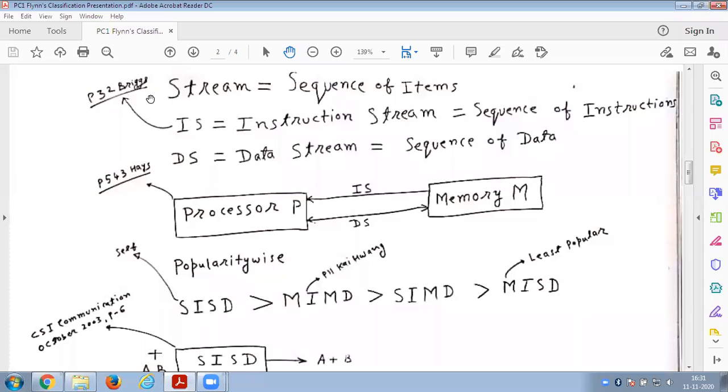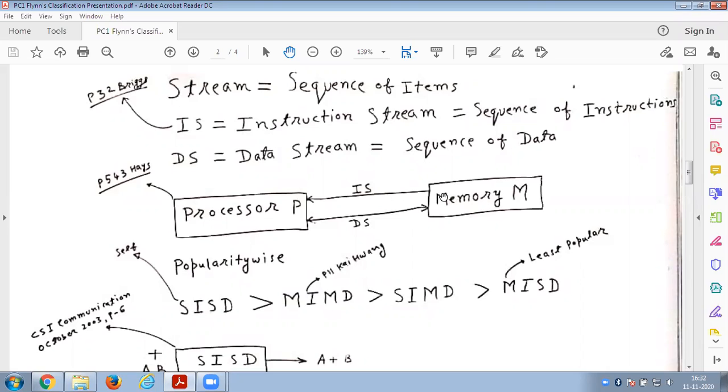Briggs and Kai Hwang are the two books which are used worldwide and are the most fundamental books in the area of parallel computing. In the book of Hayes, page 543, this very good diagram is given: processor P and memory M. Memory means RAM, not hard disk, etc. RAM, temporary memory.